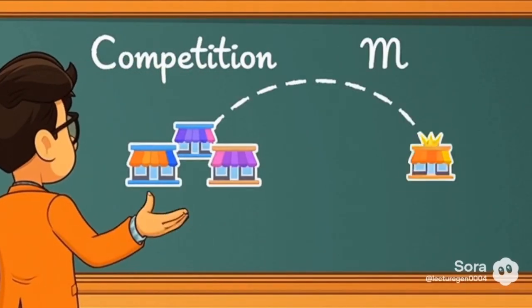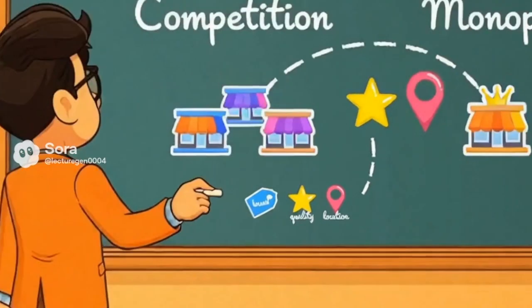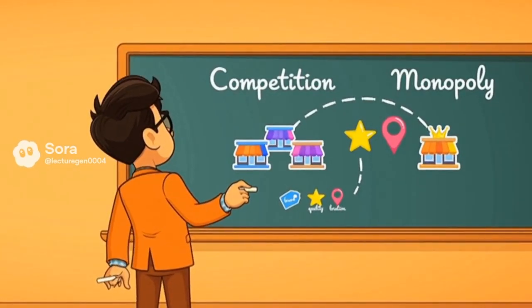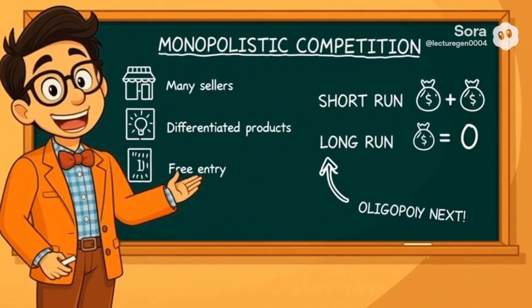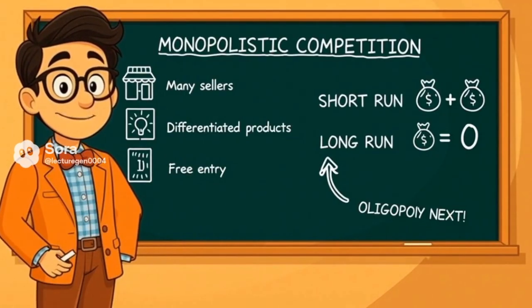These dynamics help explain why real-world markets often look like a blend of competition and monopoly, with firms competing through branding, quality, and location. That wraps up our look at monopolistic competition in the short and long run. Keep these features in mind as we explore oligopoly next.